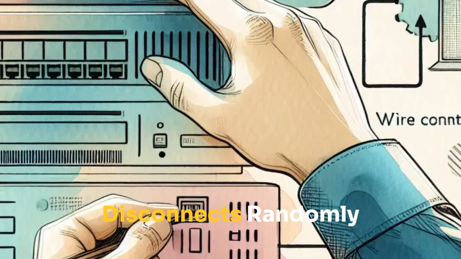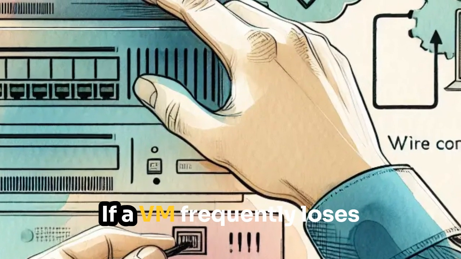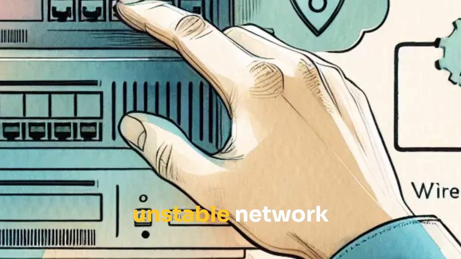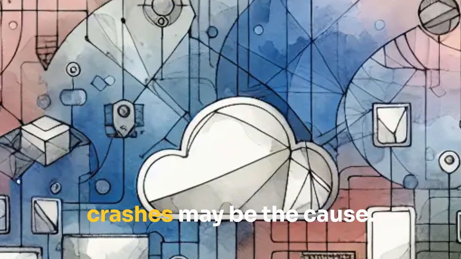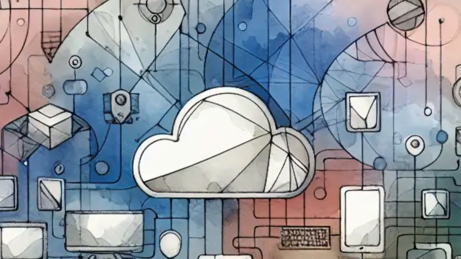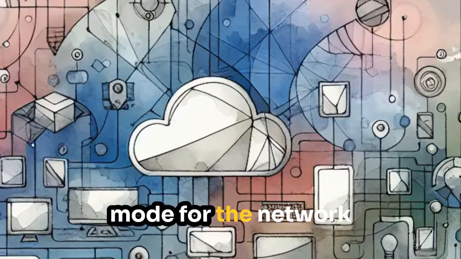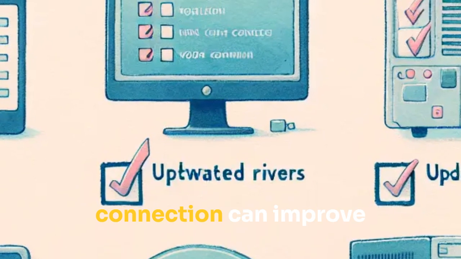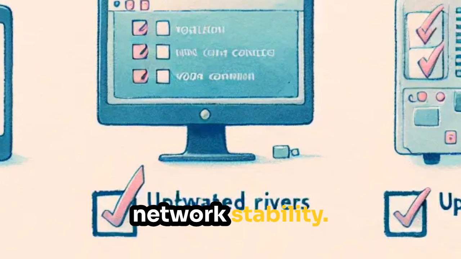VM network disconnects randomly. If a VM frequently loses its network connection, power-saving settings, unstable network configurations, or driver crashes may be the cause. Disabling power-saving mode for the network adapter, switching to a different adapter type, and using a wired connection can improve network stability.